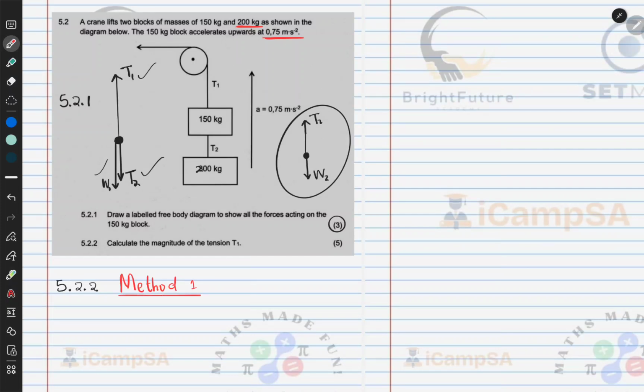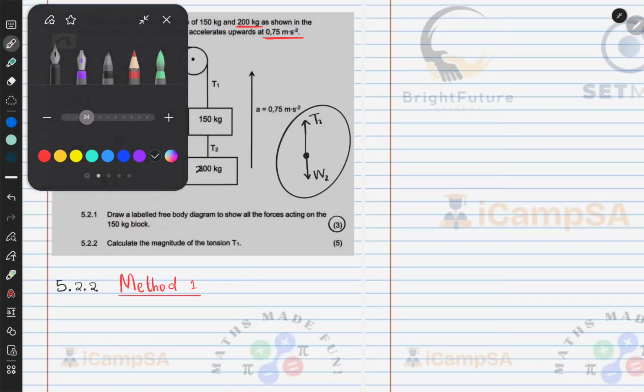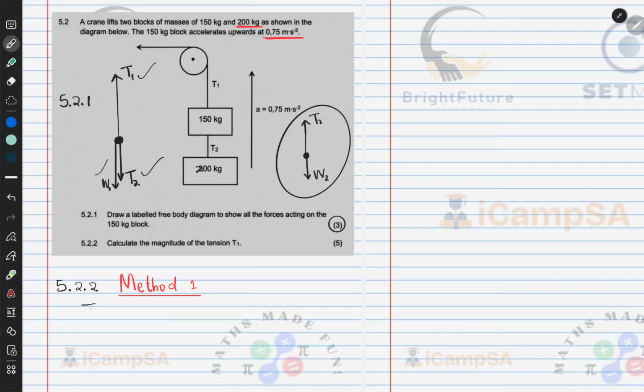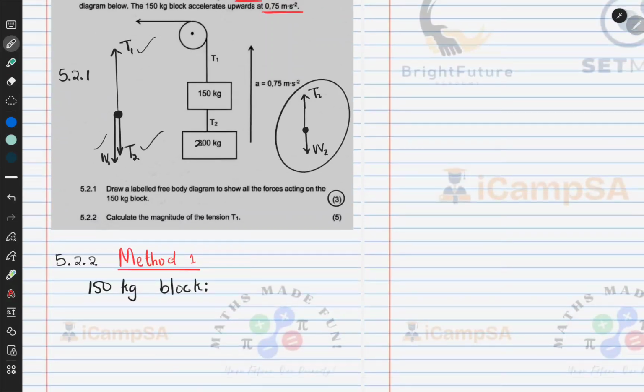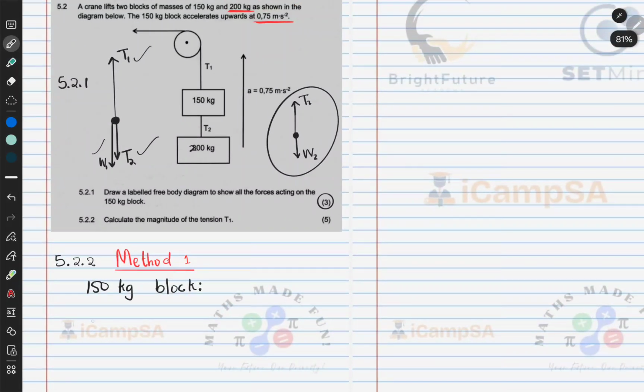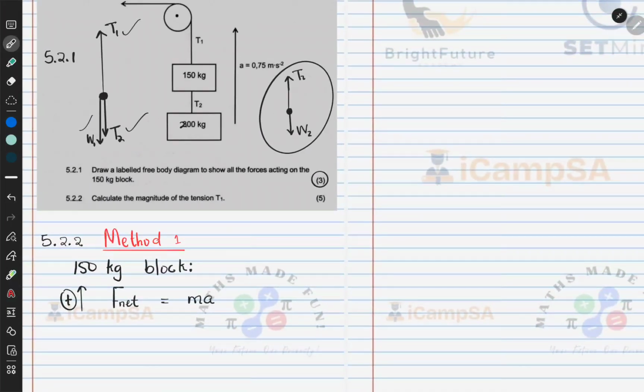Right, you have this method one, and this is for, well, let's start with the 150 kilogram block. Right, so remember, you always choose a direction. So I'll choose upwards as positive. Why? Because this thing is moving upwards, so it's convenient to choose upwards as positive. And I say Fnet is equals to MA.